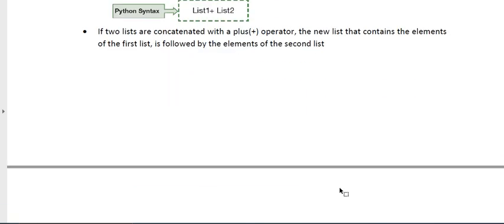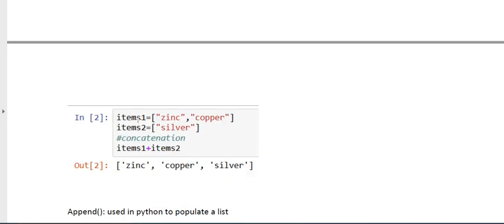So what does this do? Let's take an example and explain. Let's say I have two lists. Items 1 contains two items. This is the list zinc and copper. Items 2 is equal to, within square brackets, you write the string. As I said, a list can also have strings inside it. So this is the concatenation. If I write items 1 plus items 2, it concatenates the two lists, and this is the output that you get. This is an example of list concatenation.